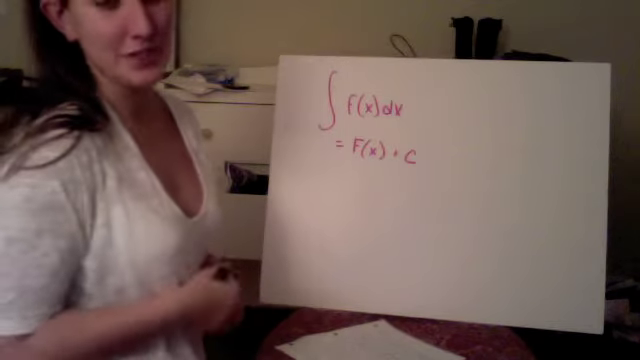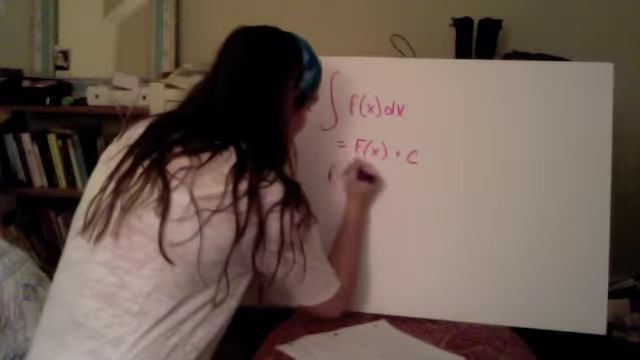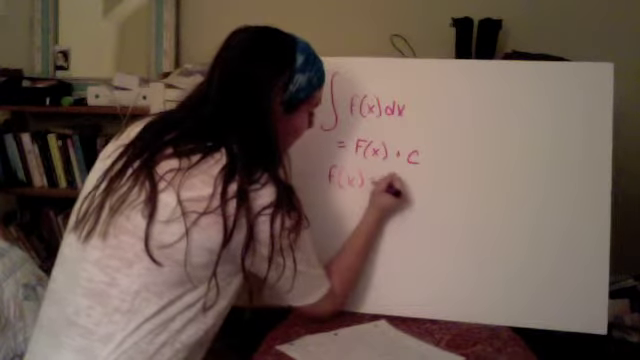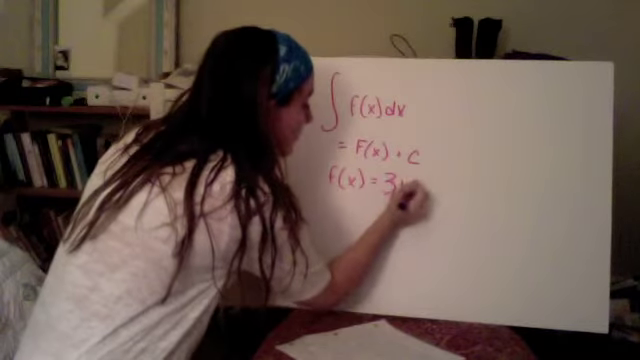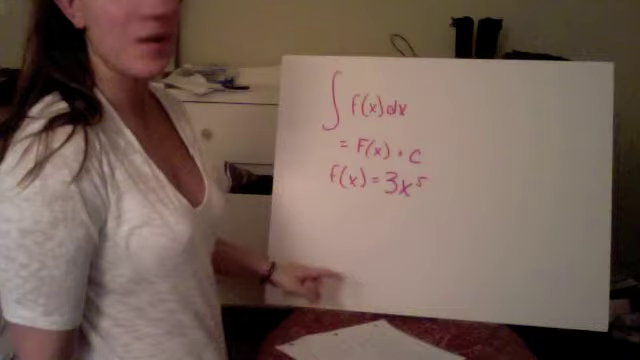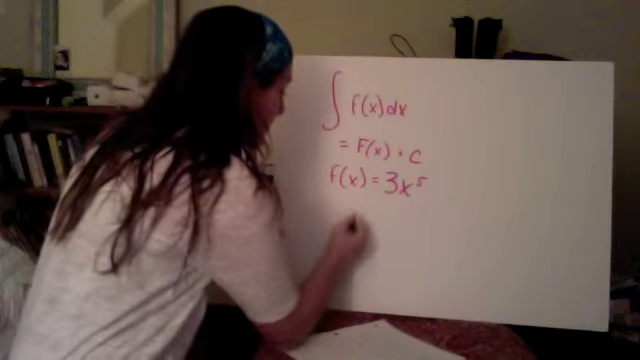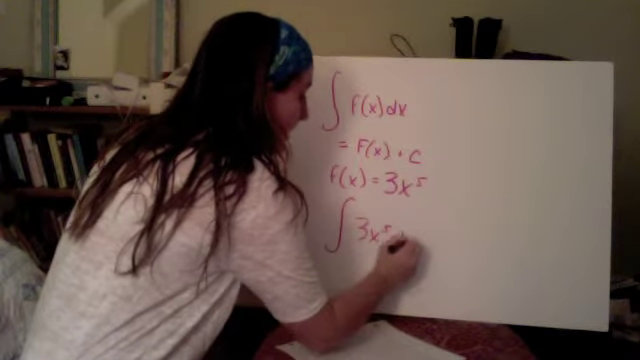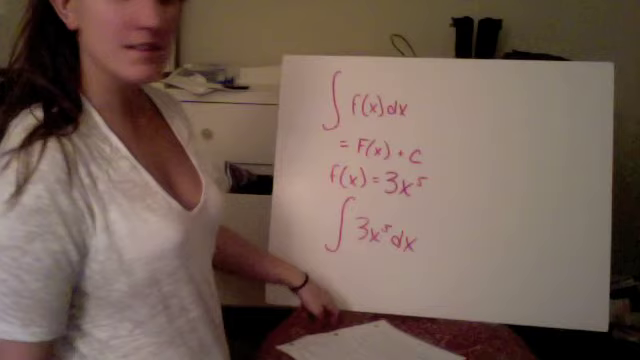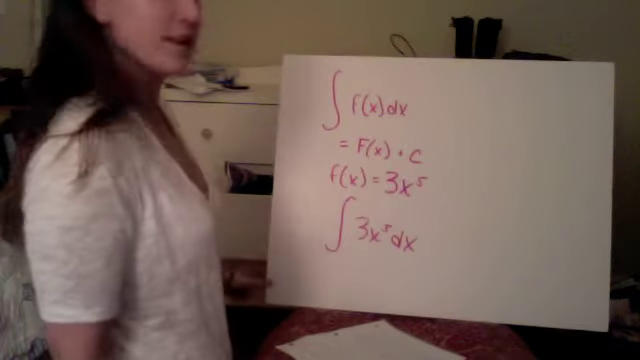A simple integration problem will look like this. The function you're given, f of x, will equal, how about 3x to the fifth? To begin, we go back to this symbol and put it in this format. So integration sign, 3x to the fifth dx. So, we'll start with the 3. Because it's a constant, we can pull it out of the equation and deal with it later.